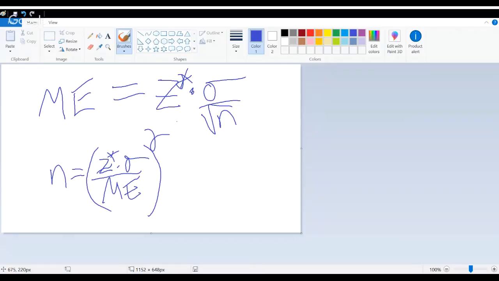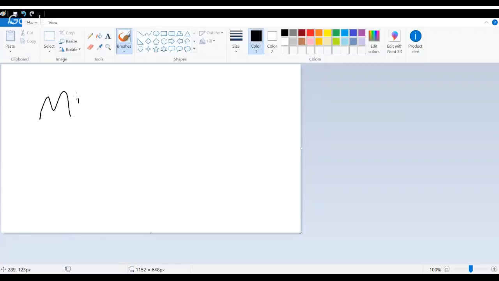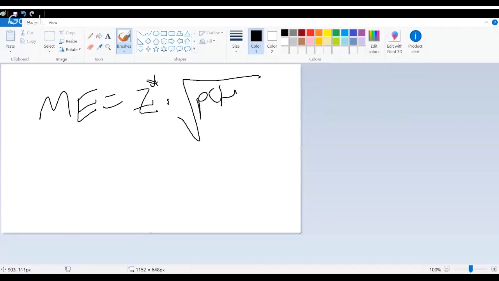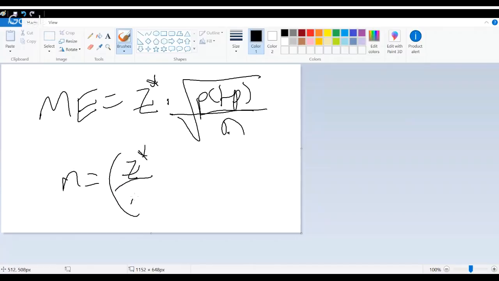And then for proportions, the margin of error equals z star times the square root of p times 1 minus p over n. And again, if you just swap the n and the margin of error and square, you'll get n by itself, or you can memorize this formula. And remember, if they don't give you p, use 0.5.